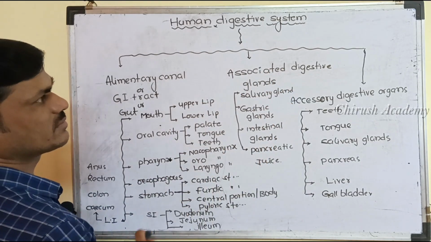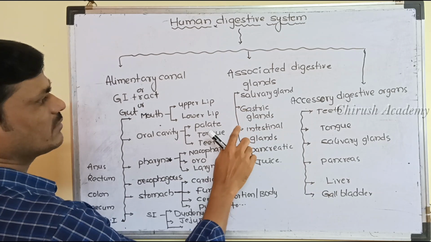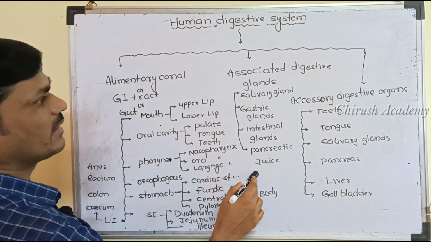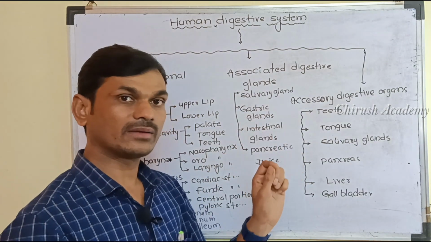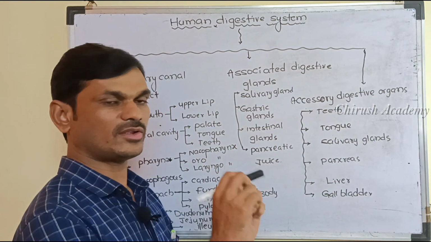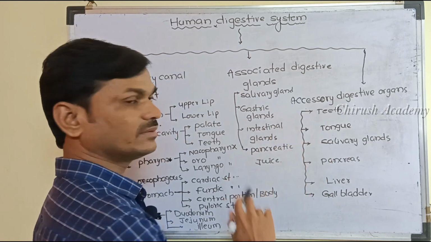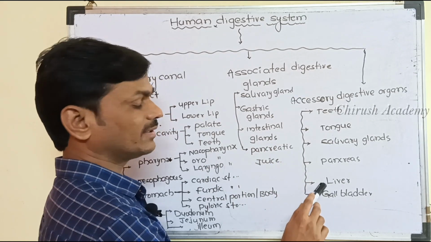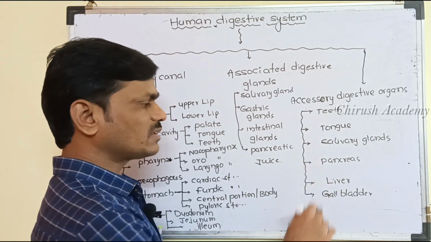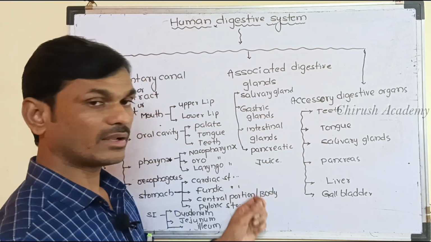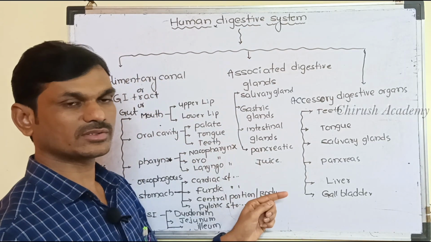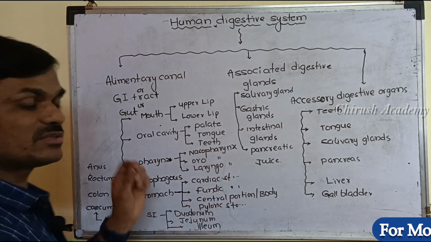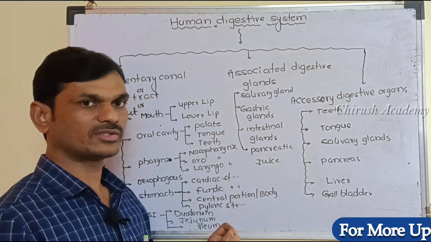Associated digestive glands: there are salivary gland, gastric gland, intestinal gland, pancreatic gland. And accessory digestive organs, the organs which are involved in the digestion process. Example: teeth, tongue, salivary glands, pancreas, liver, gallbladder. So these are the accessory digestive organs. Those are helping in the digestion process. And these are digestive glands. They secrete some secretions. Those secretions help in digestion.